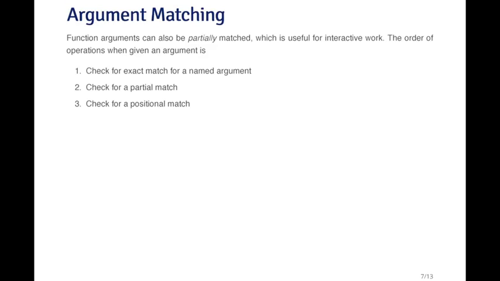So the order of operations that R uses: first it'll check for an exact match. So if you name an argument, it'll check to see if there's an argument that exactly matches that name. If there's no exact match, it'll look for a partial match, and then if that doesn't work, it'll look for a positional match.